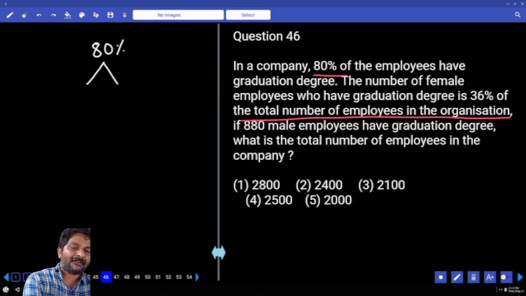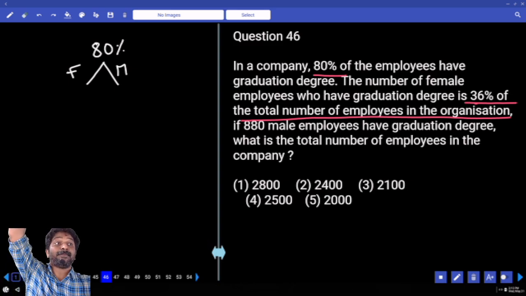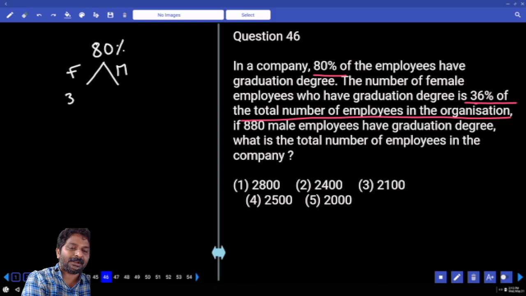In this, you will have both male and female. About female, they said, who have a graduation degree is 36% with respect to total. Total is always 100%, so with respect to that, it is 36%. Then how much is left? 44%. They are obviously male, right?